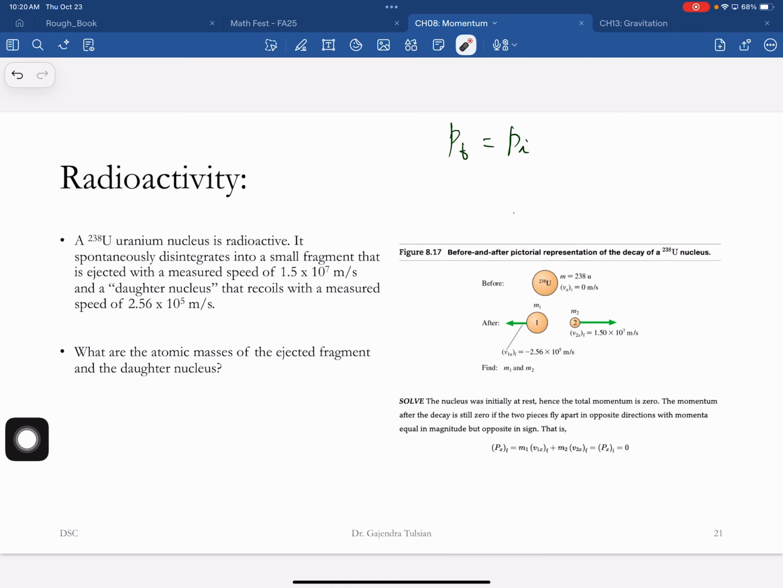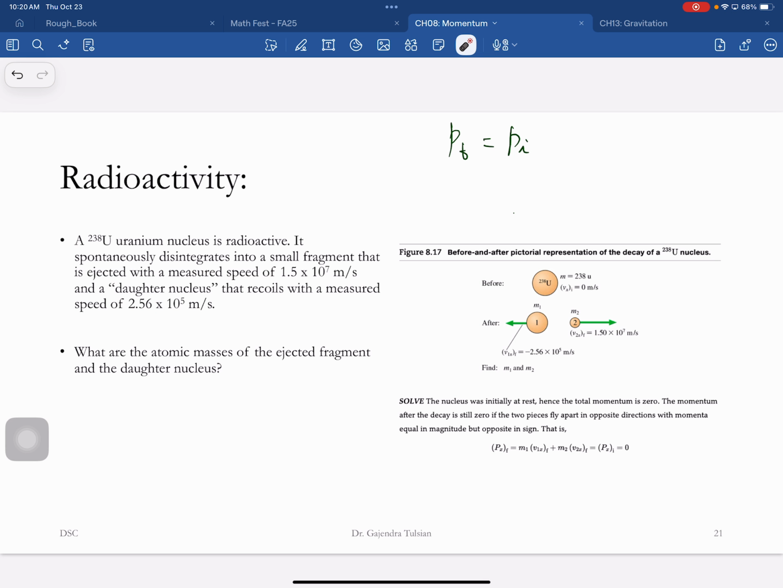Okay, so here's uranium-238. It has 92 protons, and 238 minus 92 is 146 neutrons. Anyway, here's a uranium that is at rest, so its initial momentum is 0. Now this will radioactively decay, meaning it will automatically split into 2 pieces. Here's a smaller piece, and here's a bigger piece.